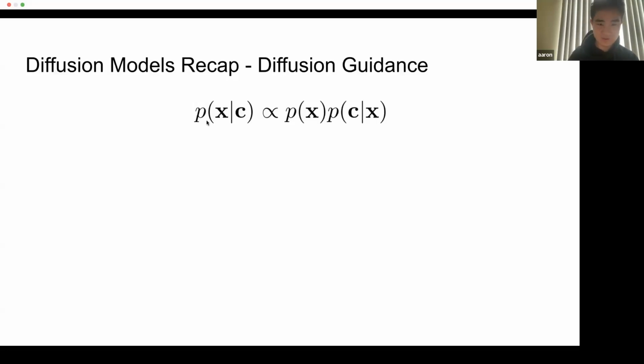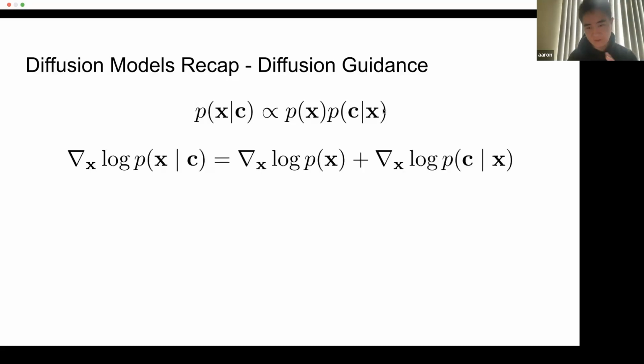Because we know that this conditional distribution breaks down proportionally to a product of distributions by Bayes' rule. In particular, this distribution is equal to this p of x times this p of c given x. If we take the gradient of log probability of both sides, the score function for our conditional distribution is equal to our general score function given here, plus this other score function with respect to the class given the input sample. This p of c given x is basically a classifier.